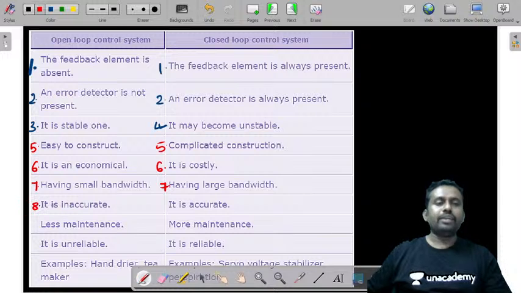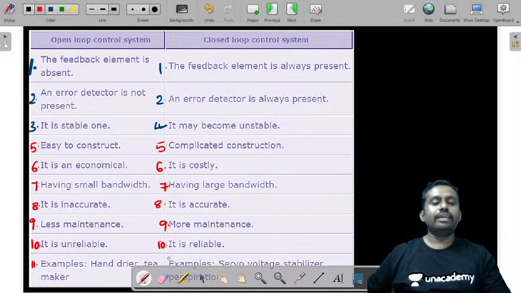Open loop systems are inaccurate, whereas closed loop systems are accurate. Open loop systems require less maintenance, and closed loop systems require more maintenance. Open loop systems are unreliable, and closed loop systems are reliable. And the examples: hair dryer, tea maker, toaster, and washing machine are examples of open loop control systems, and servo stabilizer, human being, driverless cars, and many other things are examples of closed loop control systems. Hope this is clear for you.